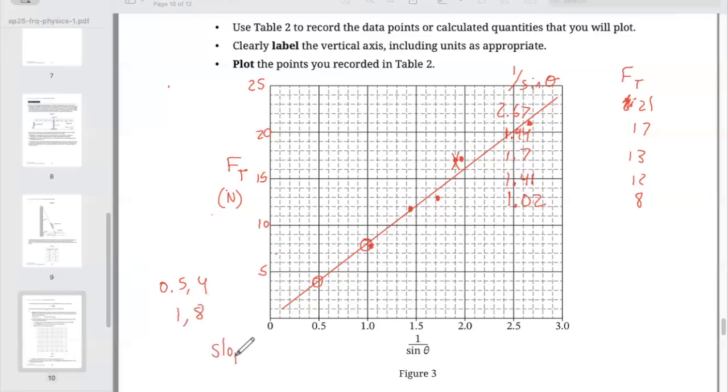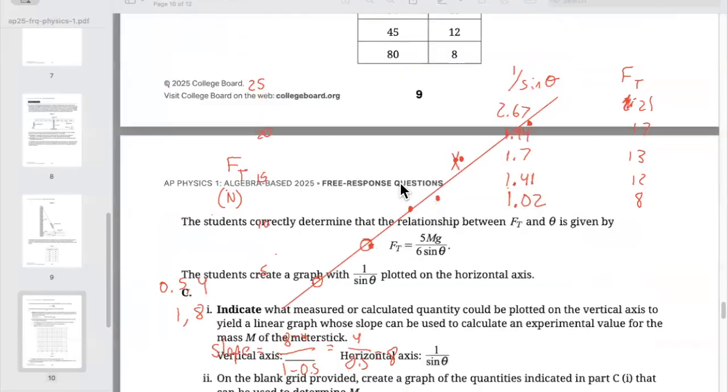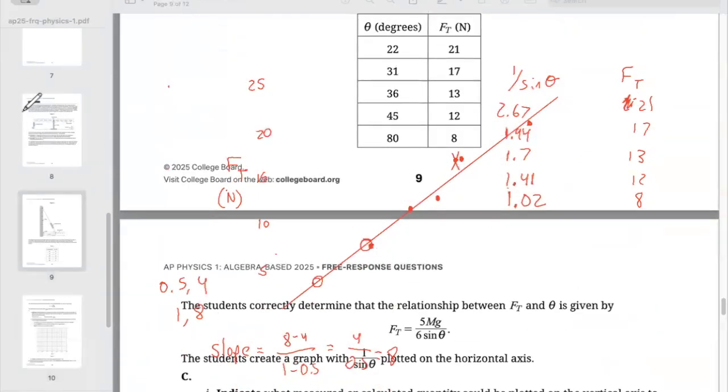So my slope, because I know I'm going to have to do that eventually, is going to be 8 minus 4 over 1 minus 0.5, which is 4 over 0.5, which is 8. And we're going to have to calculate the experimental value for the mass. So I got a slope of 8. What that represents is if I take f of t divided by 1 over sine theta, that should give me my slope, which we said is equal to 8, and that should be everything left over.